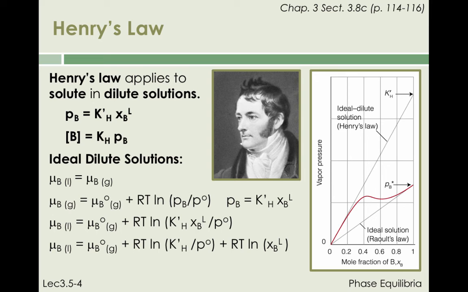We then combine the first two terms on the right-hand side of the above equation to form a new hypothetical pure ideal dilute standard state, which we call mu B star, and obtain mu BL equal to mu BL star plus RT times the natural logarithm of XBL. Note that this expression for the chemical potential of a solute following Henry's law appears to be very similar to that of a solvent following Raoult's law. The only difference being in the choice of the standard reference state.